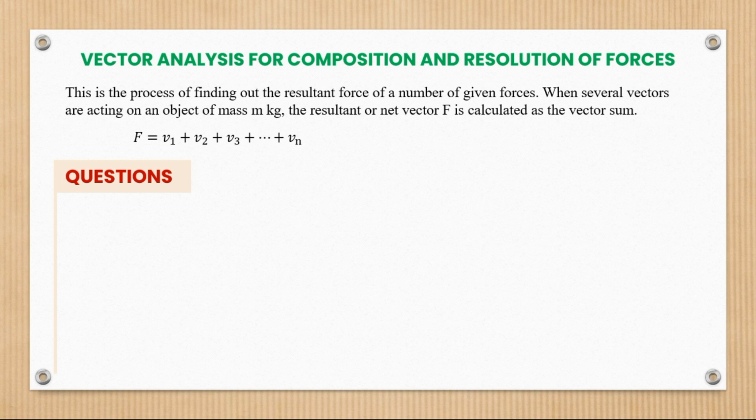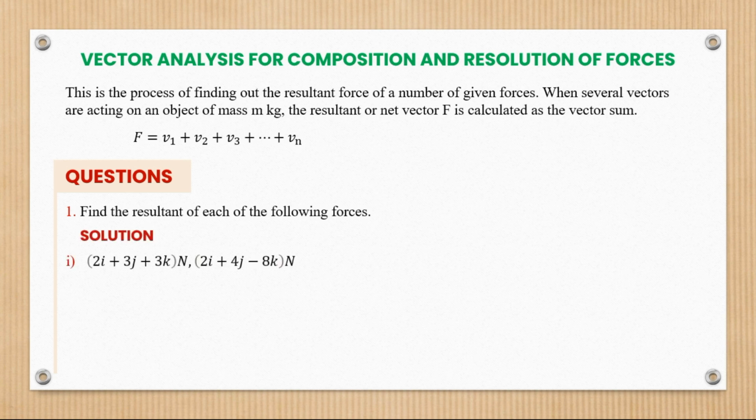Alright, let's look at some questions to understand this better. We're told to find the resultant of each of the following forces. Question 1: 2i plus 3j plus 3k newtons and 2i plus 4j minus 8k newtons. How do we solve this? I'm going to put them in column form to make them easier to look at and add together. The resultant force F is equal to column 2, 3, 3 plus column 2, 4, negative 8, and we add all the terms that share the same variable or the same position.